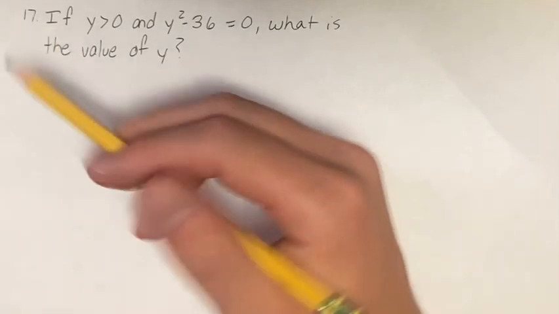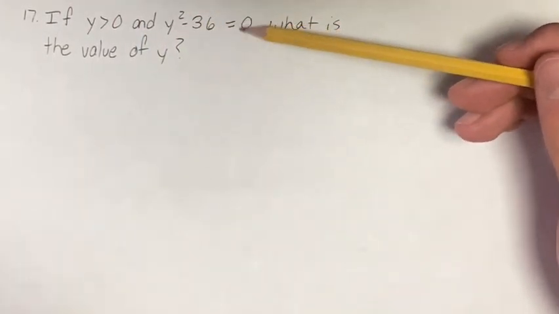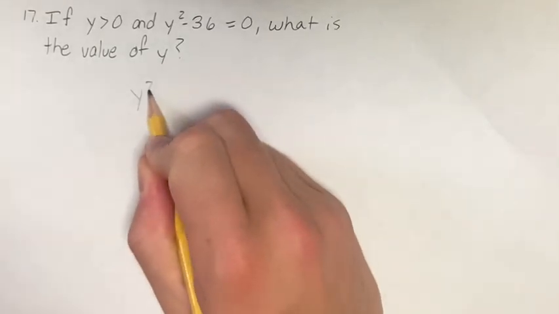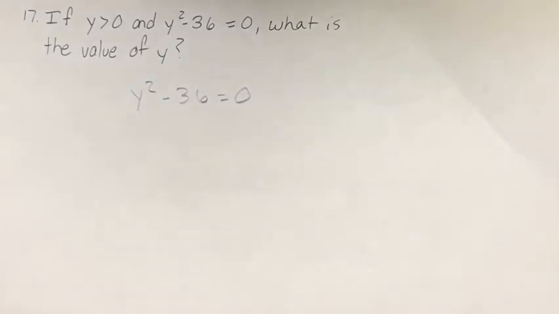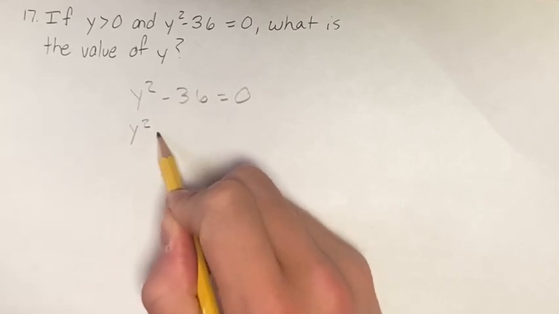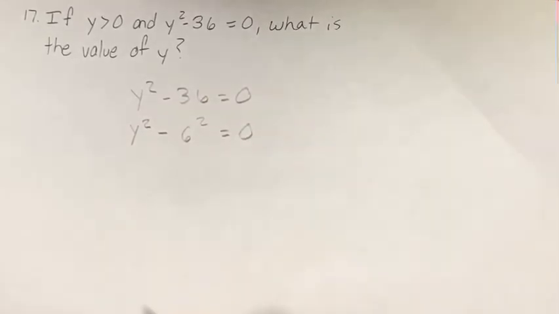In this problem, we are asked: if y is greater than 0 and y squared minus 36 is equal to 0, what is the value of y? So taking our equation right here, y squared minus 36 is equal to 0, we have to recognize that this is the difference of two squares. We have y squared minus 36, which is 6 squared. This is equal to 0.